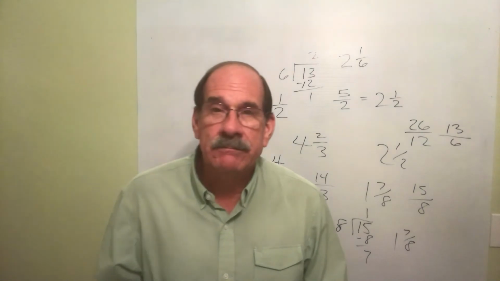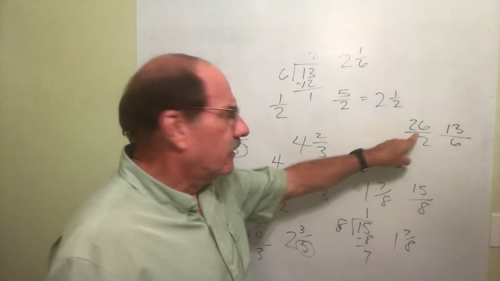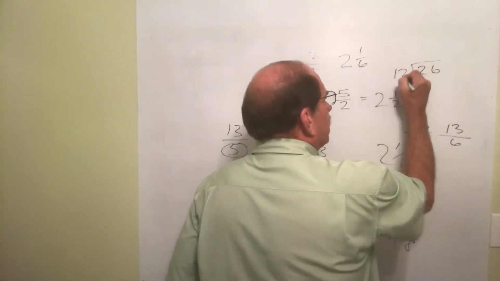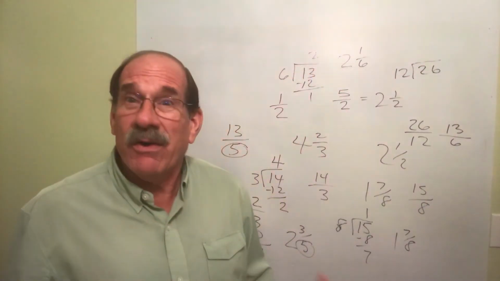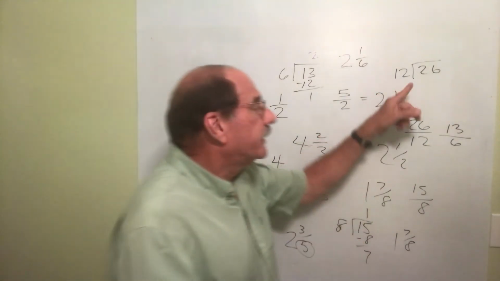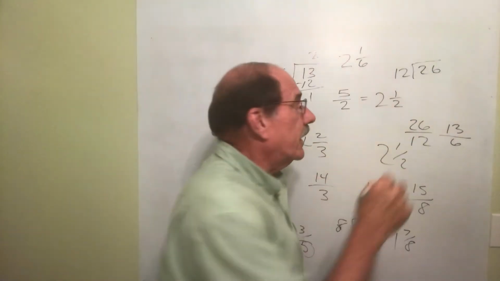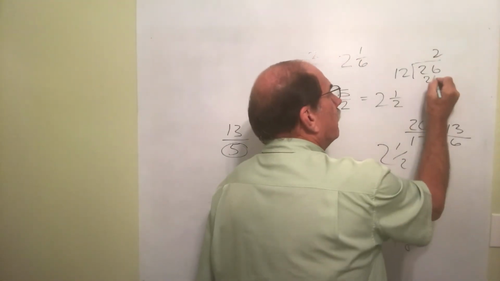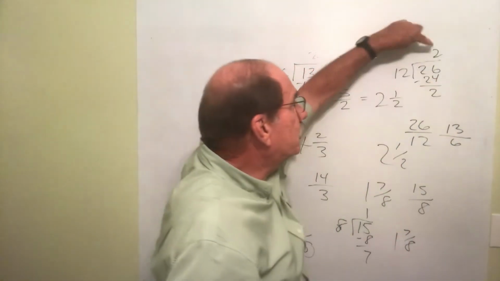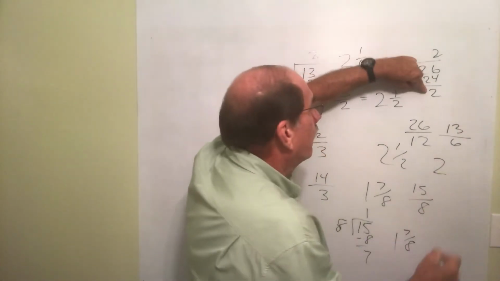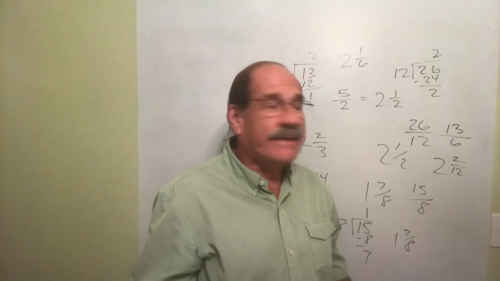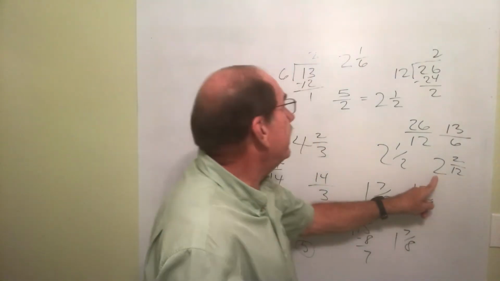Wow, it worked. See, if you had done this before you reduced and do 26 divided by 12, well, you can do that, but that's harder to do. You still will get the same answer. 12 goes in 26, 2 times. That's 24. I subtract. That makes 2. So it's 2 and 2/12ths. But then you got to reduce this, which ends up being 2 and 1/6.